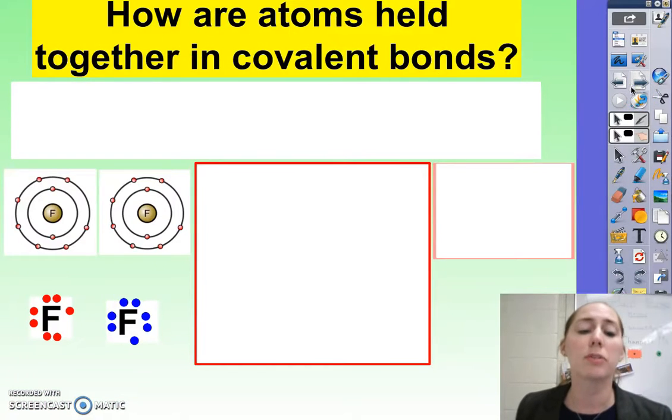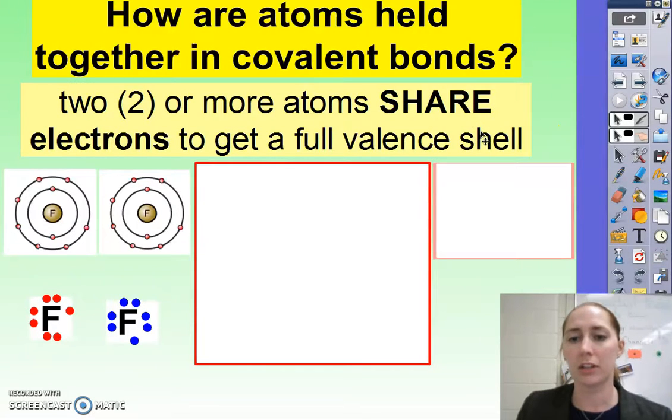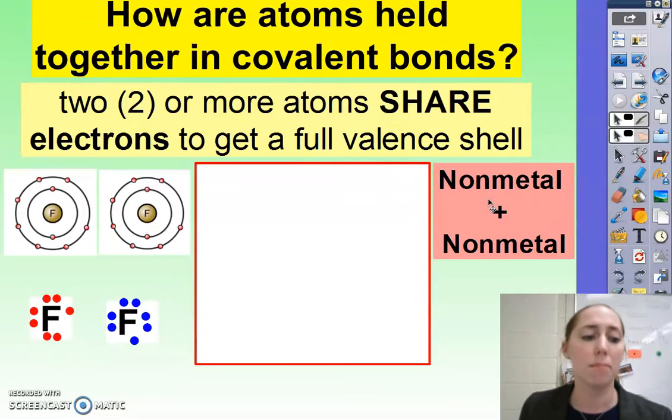So last video we learned about ionic bonds. And in ionic bonds, the ions are attracted together because of their opposite charges, which they get because of giving or taking valence electrons. However, in covalent bonds, atoms are held together because they share valence electrons. Covalent bonds form between non-metals.